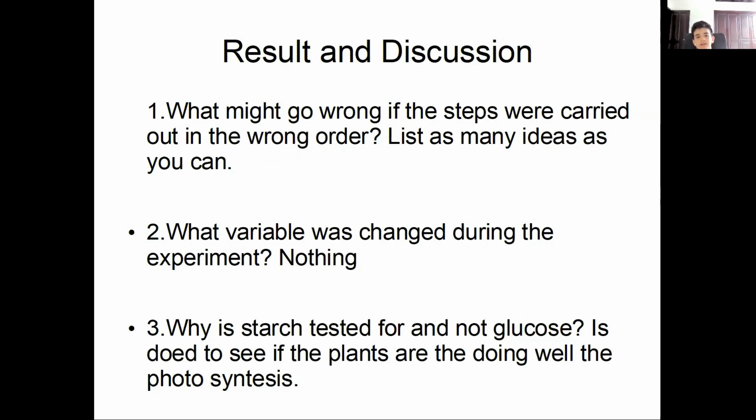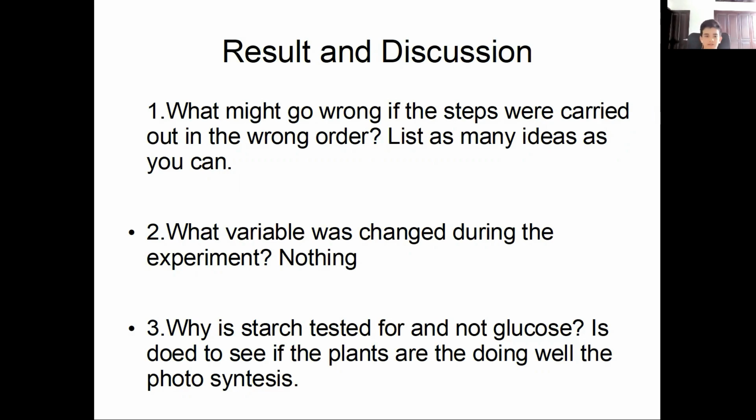Results and discussion. What might go wrong if these steps were carried out in the wrong way? List as many ideas as you can. I think what might go wrong is that if you put the iodine solution, the 10 drops, first, the starch test could not be completed, and the result would look as if the leaf didn't have starch, when if you do the process wrong, it really does have it. But the test was not completed.